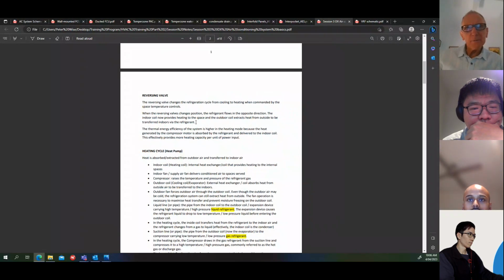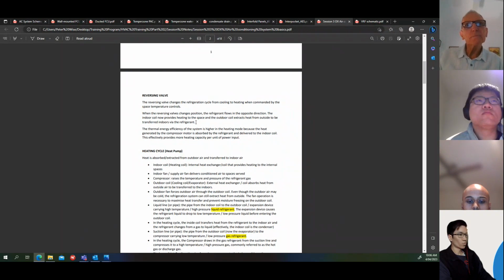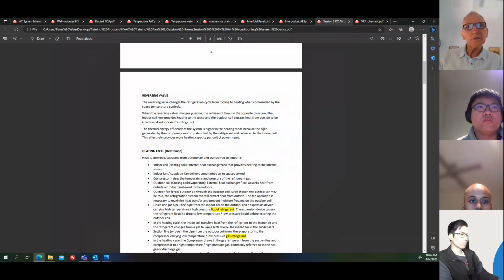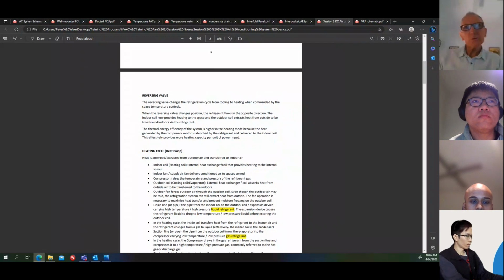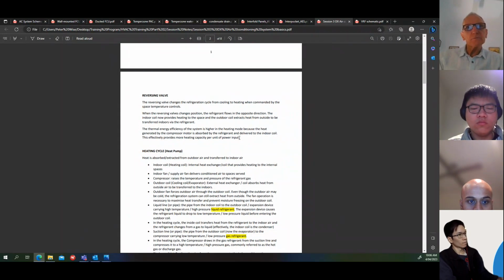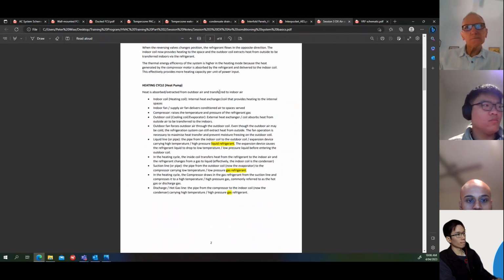So even though it can be cold outside, even down below zero, the refrigerant can still extract heat from the outside and bring it inside. The thermal energy efficiency of the system is higher in heating mode because the heat generated by the compressor motor is also absorbed by the refrigerant and delivered to the indoor coil. So you basically get more heating capacity for each unit of power input. So back to the schematic, we'll go to the heating cycle.